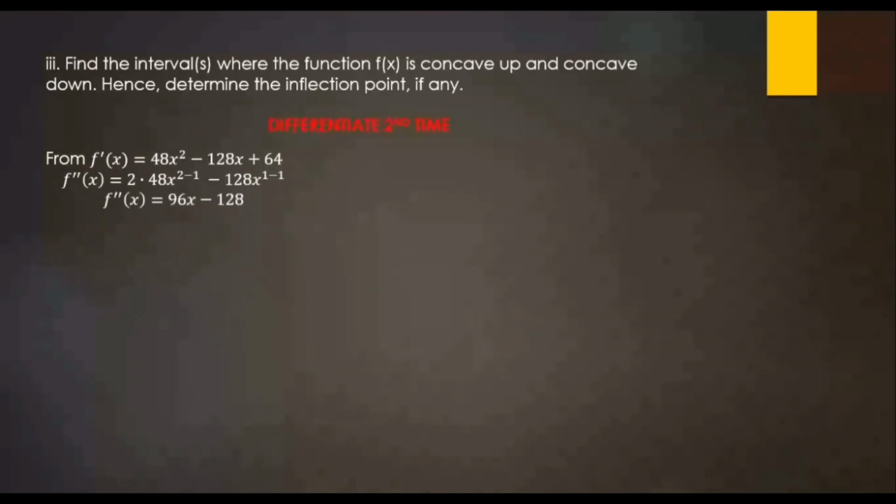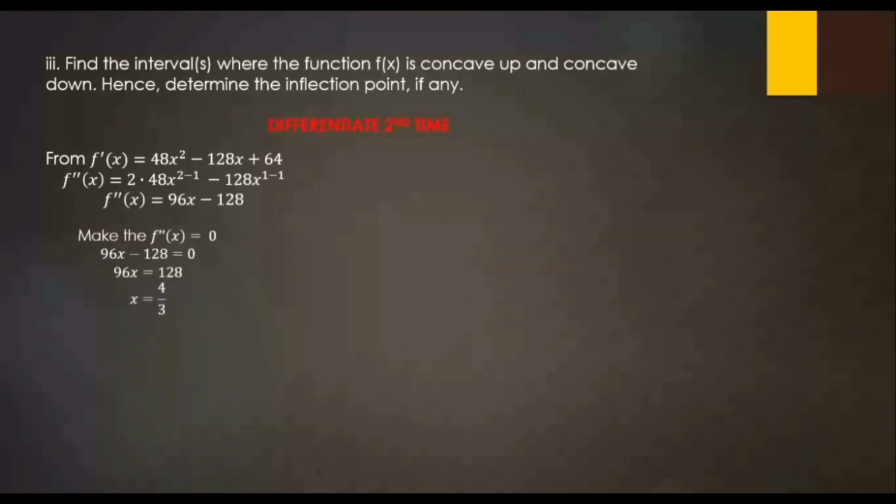From the equation f prime x equals 48x squared minus 128x plus 64, we can differentiate it into f double prime x. First, we bring the power 2 to the front. Then, we minus the power 2 by 1. Next, we will differentiate the negative 128x. We minus the power 1 by 1. Then we will get 0. Then we will get f double prime x equals 96x minus 128.